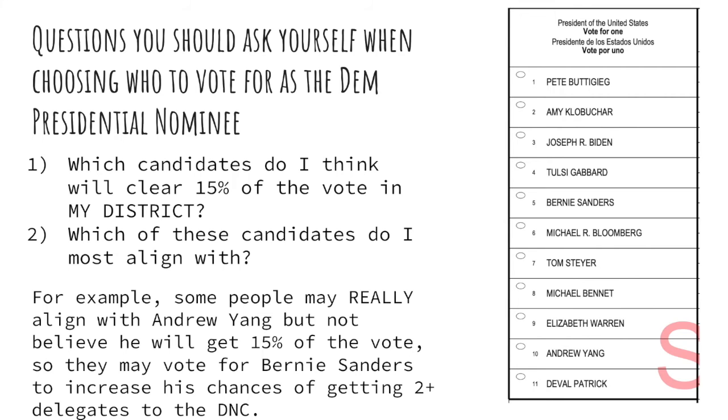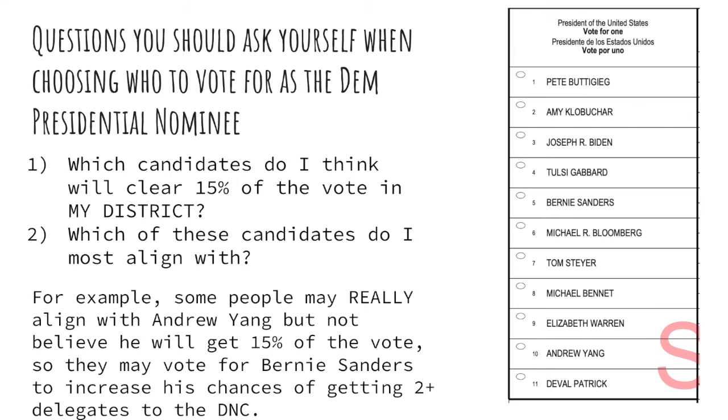So, questions you should ask yourself when choosing who to vote for as a Dem presidential nominee. My first question would be, which candidates do I think can clear the 15% vote in my district? And remember, my district, Staten Island and South Brooklyn, might be very different than a district up by Albany. And then, which of these candidates do I most align with?